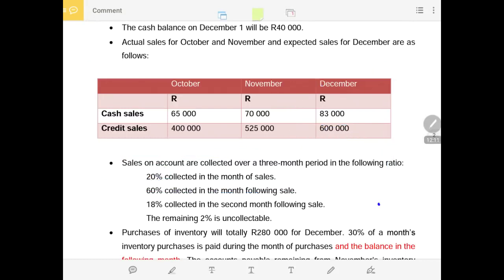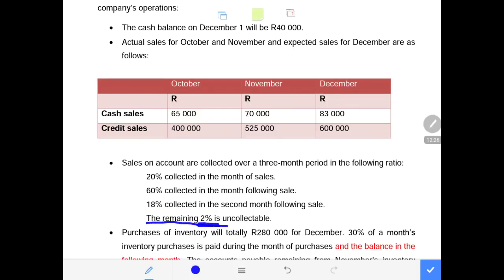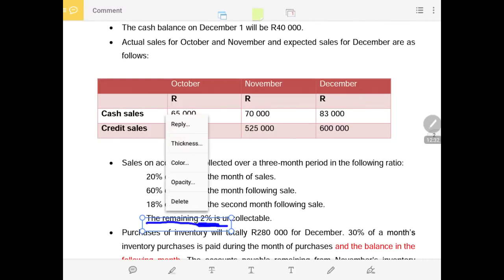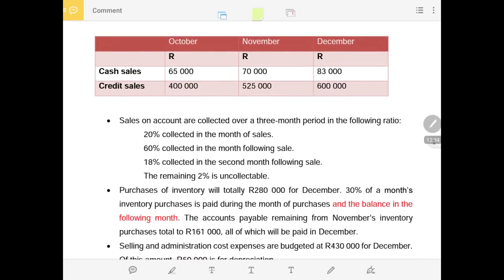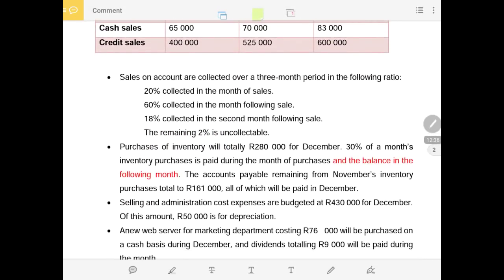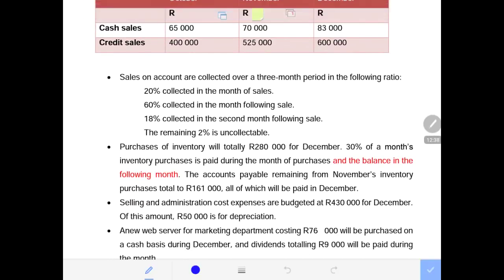So now with regard to the debtors' collection schedule, that one is done and dusted, it is complete. Don't forget that the 2% that is uncollected is uncollected. Maybe you're wondering why I ignored the 2%? The remaining 2% is uncollected. Money that is not collected is a bad debt or a credit loss, and credit loss is a non-cash item. That is why I am not taking it into consideration.